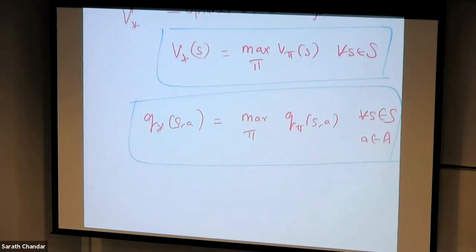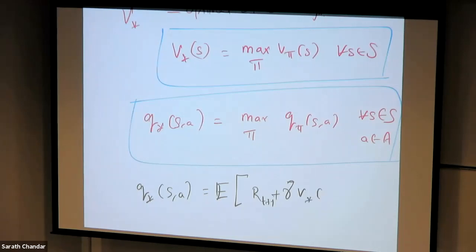Now we can relate Q star and V star. Q star of s comma a is equal to the expected value of R t plus 1 plus gamma times V star of S t plus 1, given S t is equal to s, A t is equal to a.